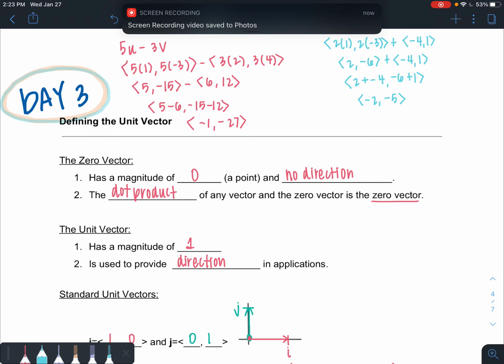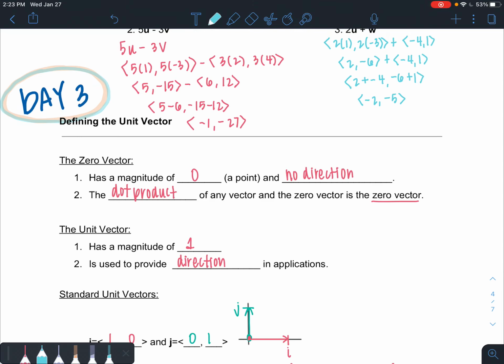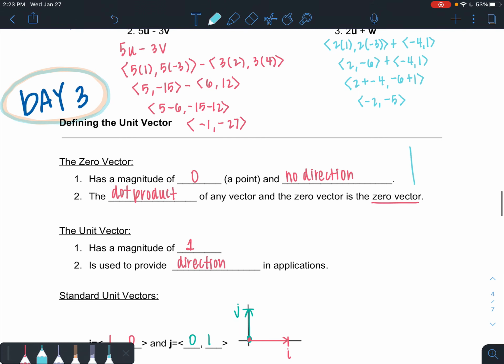Okay, so we have the unit vector, but we also have the zero vector. The zero vector has a magnitude of 0, it's a point, and it has no direction. If we were graphing it, it would just look like this. It doesn't have an arrow on it because it has no magnitude, because it's 0. And if it doesn't have an arrow, it can't have direction. Then the dot product of any vector and the zero vector is 0, because 0 times anything is 0.